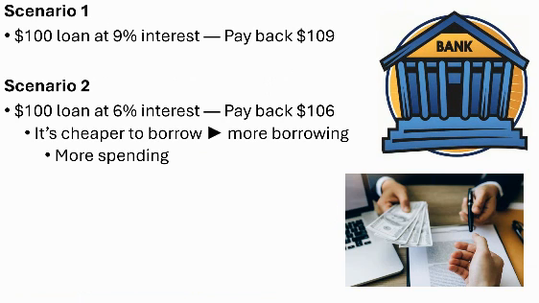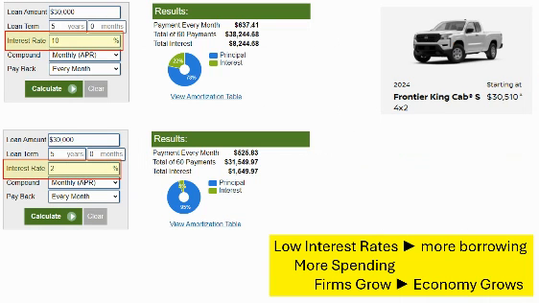So let's look at scenario 1 and scenario 2 and try to understand how interest rates and low interest rates affect the economy. Scenario 1, $100 loan at 9% interest, you pay back $109. Okay, fine. Scenario 2, $100 at 6% interest, you pay back $106. And scenario 2 is cheaper to borrow. And as we know, more borrowing leads to more spending, the economy grows.